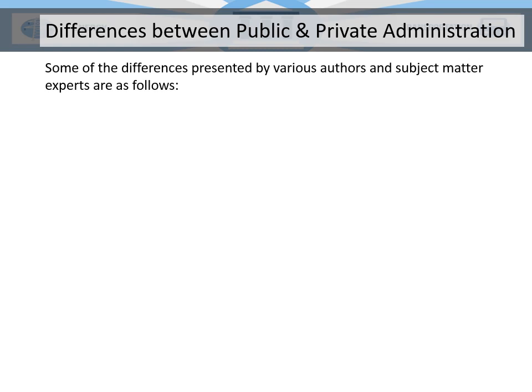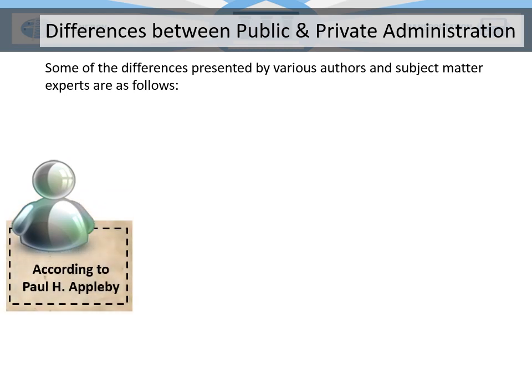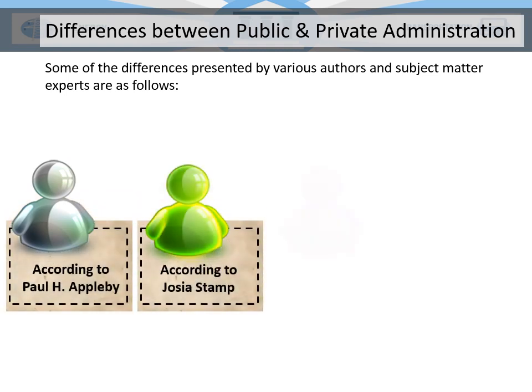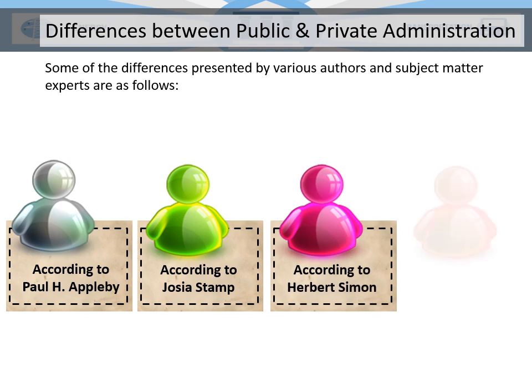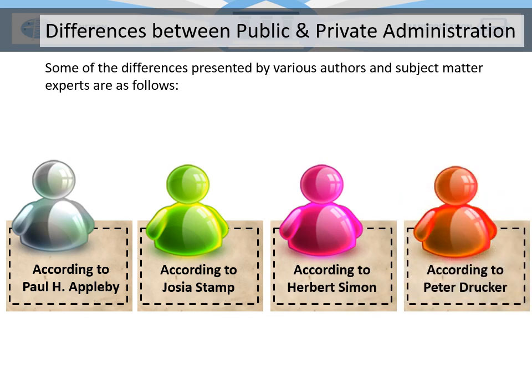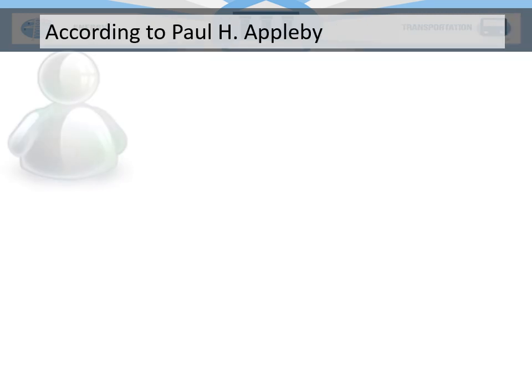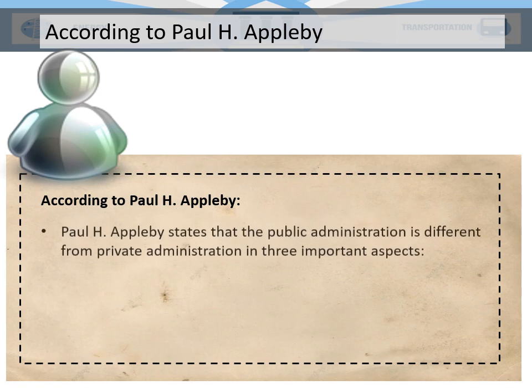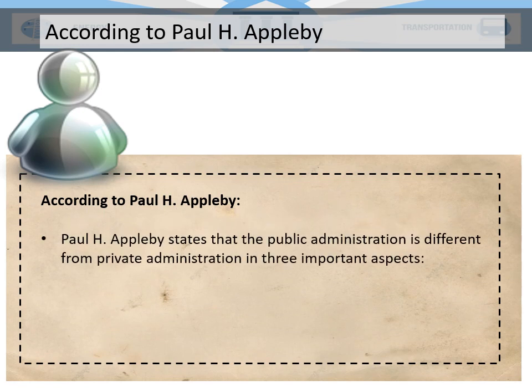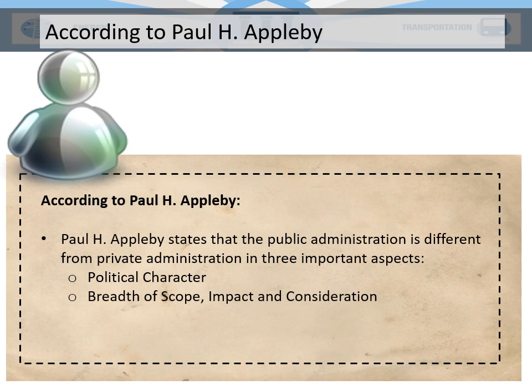Some of the differences presented by various authors and subject matter experts are as follows. According to Paul H. Appleby, according to Josiah Stamp, according to Herbert Simon, according to Peter Drucker. Let's take a look at each of them in detail. According to Paul H. Appleby, the public administration is different from private administration in three important aspects: political character, breadth of scope, impact and consideration, and public accountability.